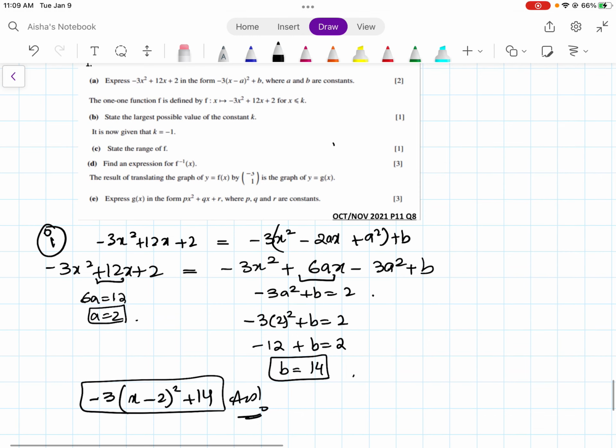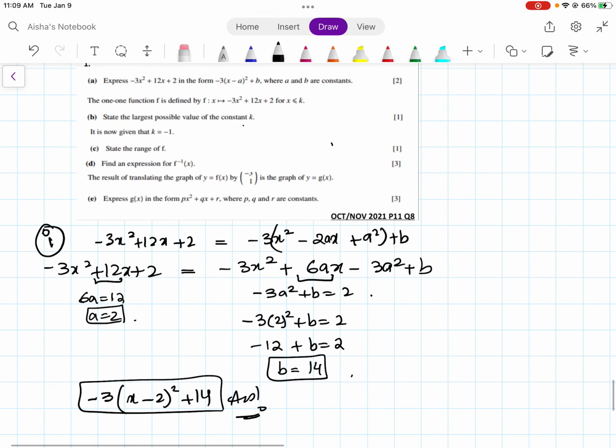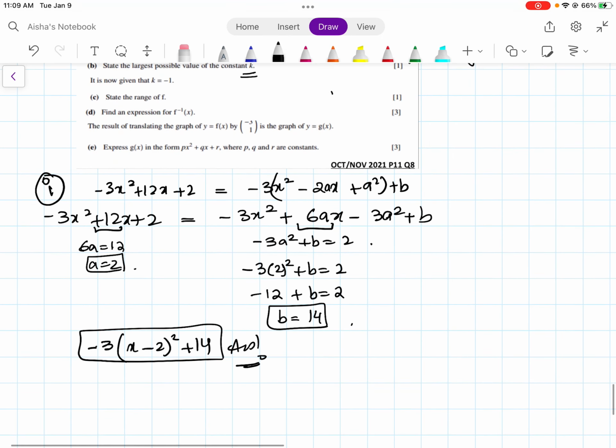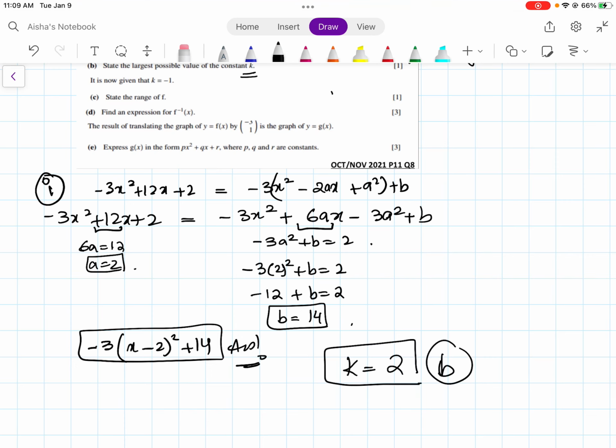Now, the second part says state the largest value of k for which f is 1 to 1. You know this is always the x coordinate of the turning point because you need to stop at the turning point and this is the value of x, so it's going to be just the x coordinate. So the value of k is going to be just 2. It is now given that the value of k is minus 1. State the range of f.